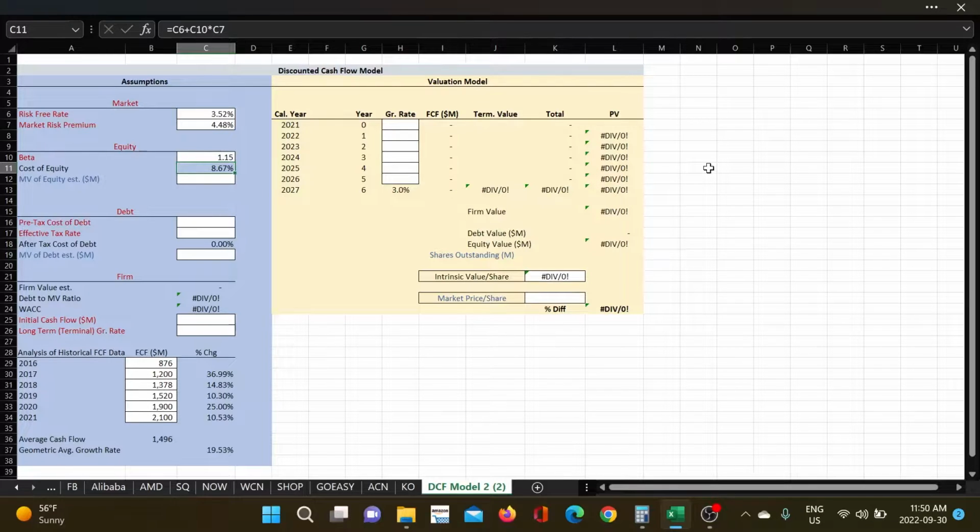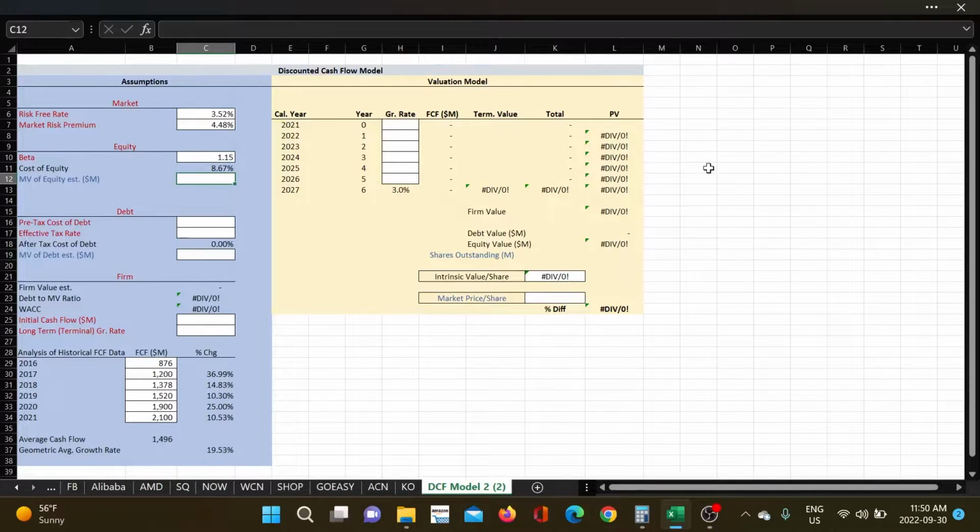So once we plug that in, you can see that we've come up with a cost of equity calculation. And that cost of equity is 8.67%. So what the cost of equity is, it's basically the rate of return that a company will pay you for investing in their company. Or in other words, it's the minimum rate of return on equity that a company needs to achieve to satisfy its shareholders. Or in yet other words, it's the risk premium that a company pays investors for investing capital into their company.